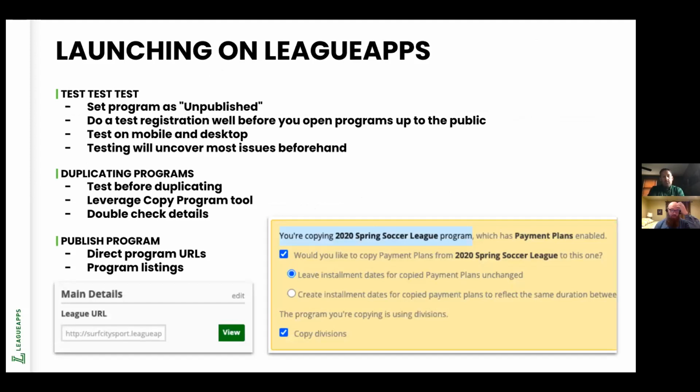And launching on League Apps. So, kind of your final step, you got your messaging, you pretty much know what you want to do. Now we actually have to get these programs out to the world and get people to start signing up for them. One last incredibly important step before you send that program, like put it on Facebook, put it on your website, put it on Twitter, things like that, is you have to test it.